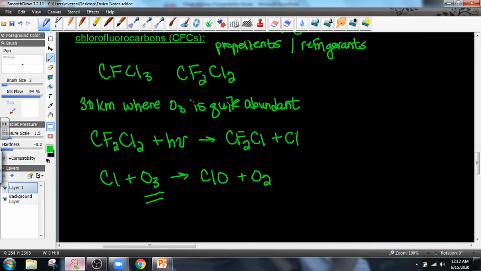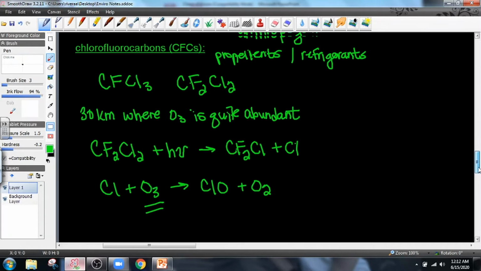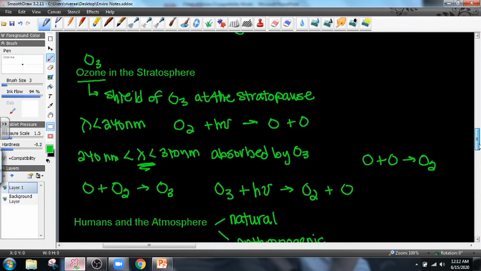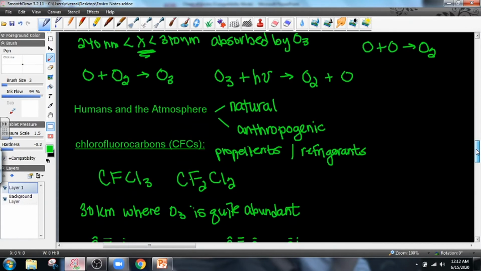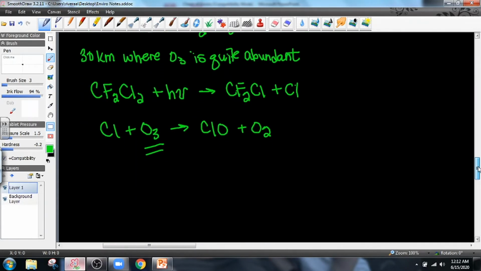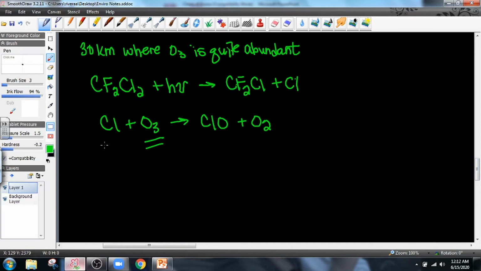And that's a problem. It's a problem because, back up here, the ozone is absorbing this UV radiation. And if that ozone layer is not there, we're going to get increased levels of UV radiation. So, let's talk a little bit more about the effects of this.